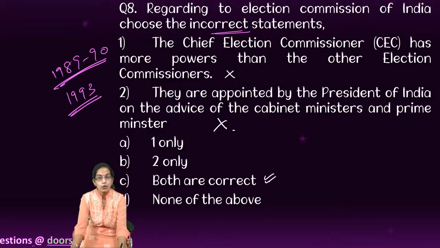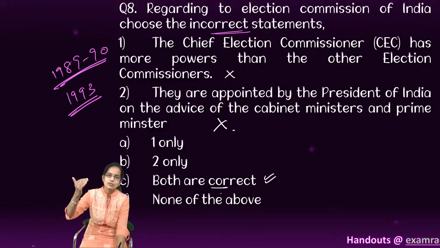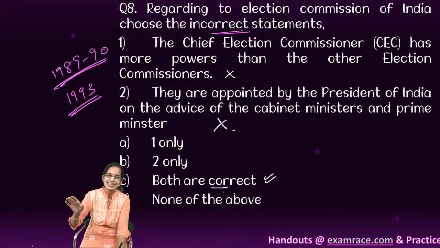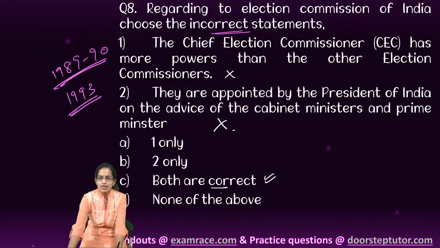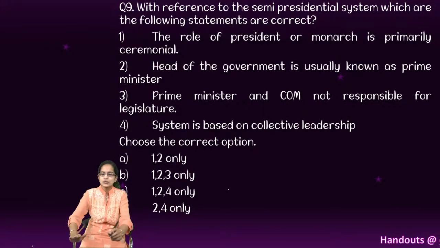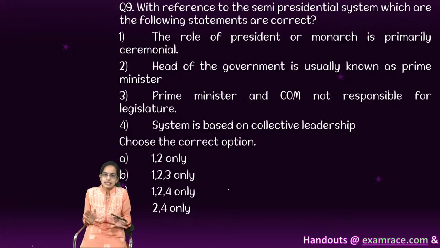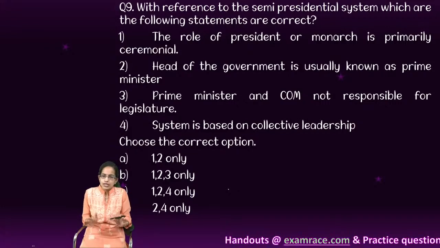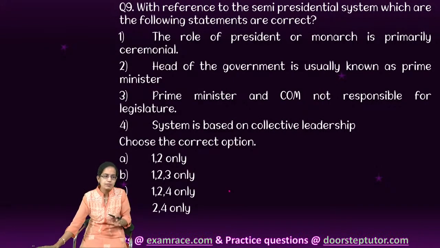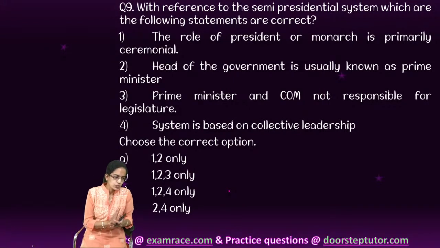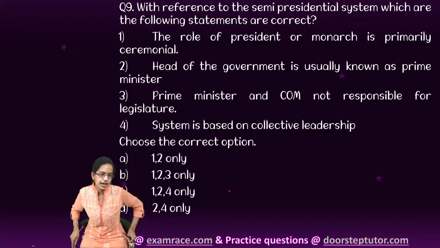So we would say both. Now 'both are correct' is a little confusing language. That means based on the question, both of them are incorrect. So C would be the right option. I hope that's clear. The next question talks about the semi-presidential system of governance and which of the following statements are correct based on the semi-presidential government system. So question 9, looking for a right answer again.